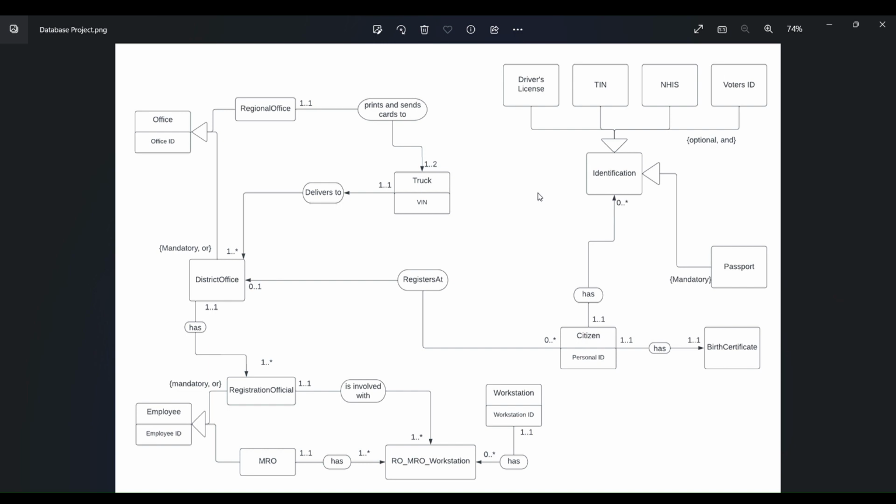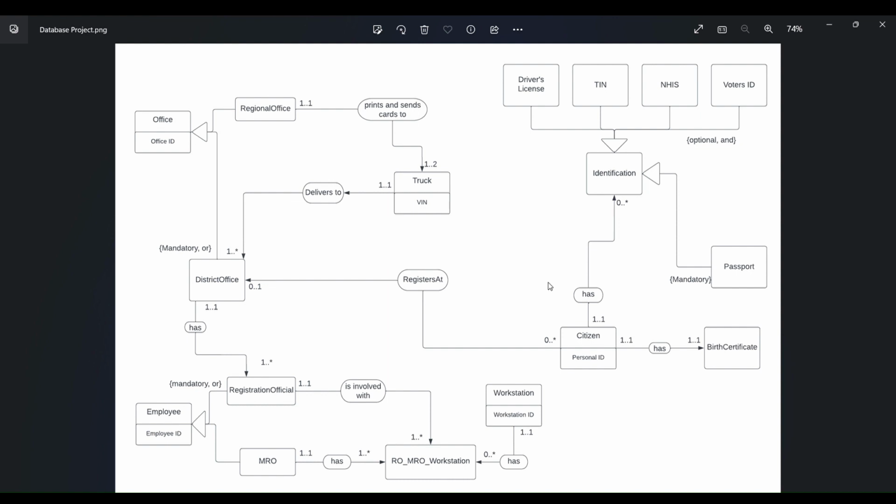So recently in Ghana, there's been an introduction to a new database system that aims to house all the citizens of Ghana. So all data is harmonized and reduces redundancy. It also makes a way to link all different kinds of IDs to one ID, which is the Ghana card.